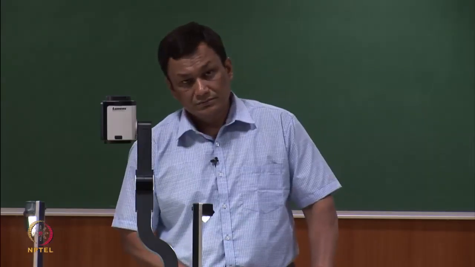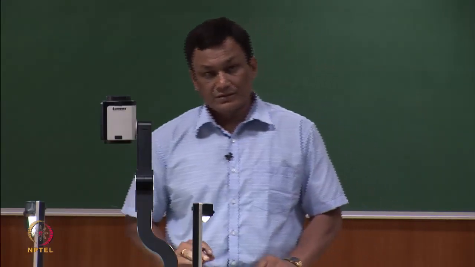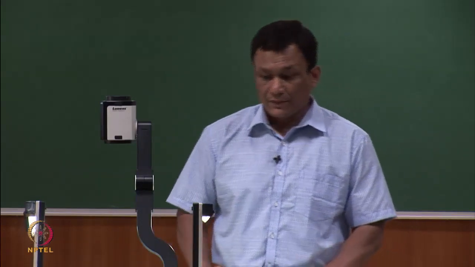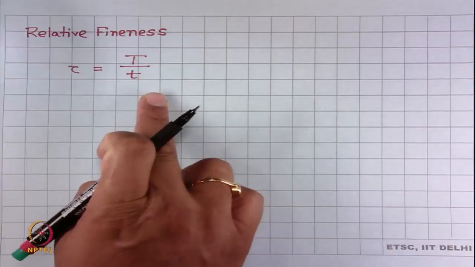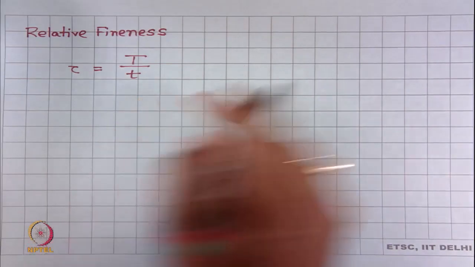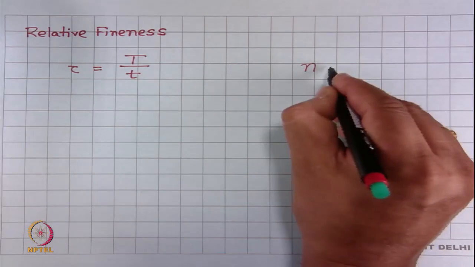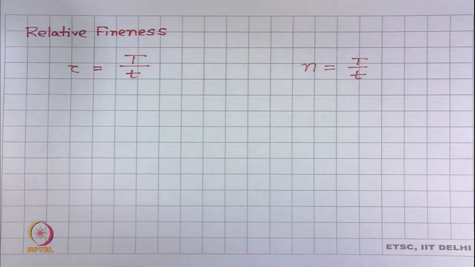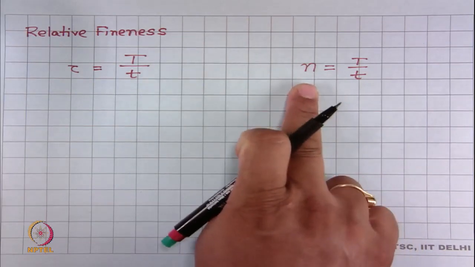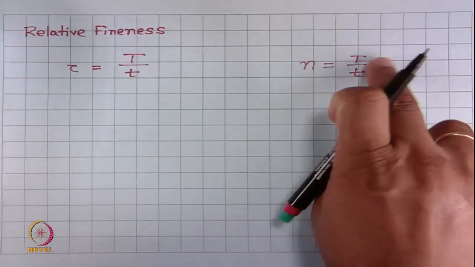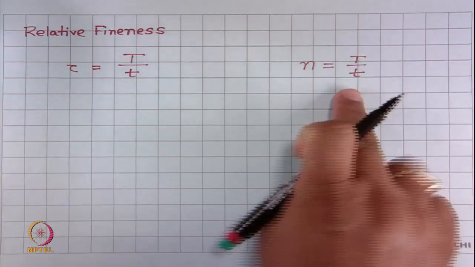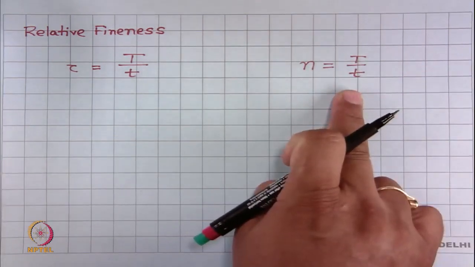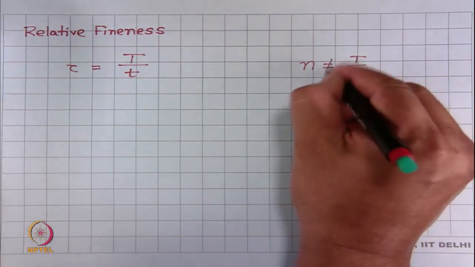Some of you may think at this moment that capital Y t by small t is the number of fibers present in the yarn cross section, is not it? Probably during your undergraduate course you have learned this expression, number of fibers present in yarn cross section is equal to yarn count direct system index divided by fiber fineness index, is not it? This is not correct.